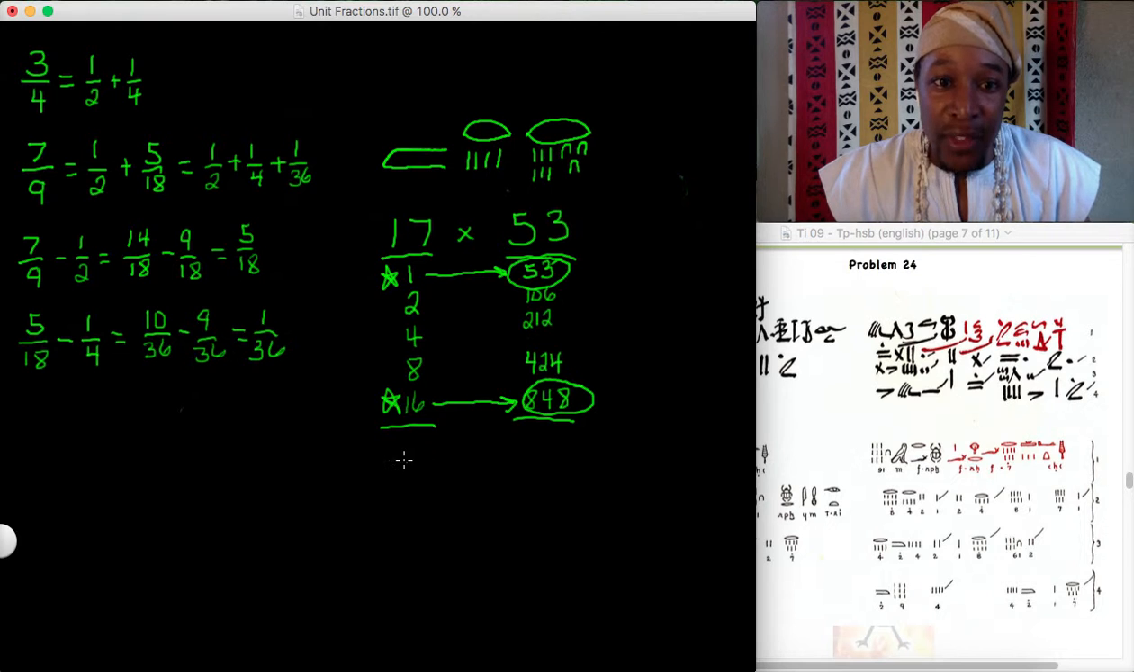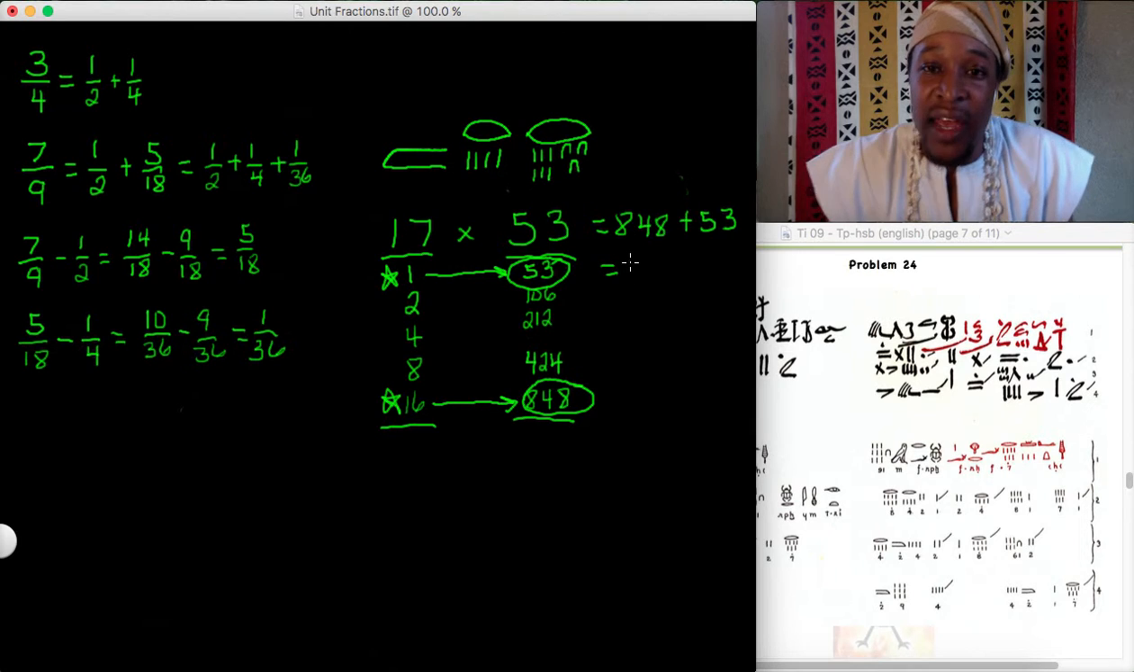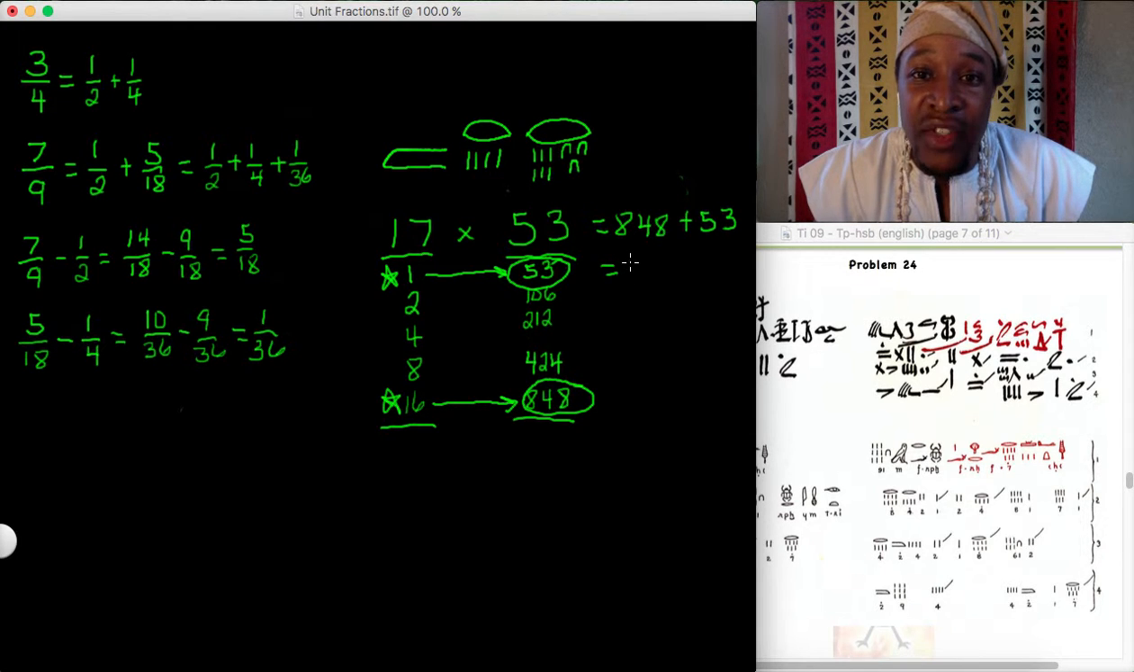And I'm going to add those together. So I'm going to say that the answer here will be 848 plus 53, which we can solve by mental math, knowing that 848 is 800 plus 40 plus 8. 53 is 50 plus 3. So the sum will be 800 plus 40 plus 50 plus 8 plus 3.